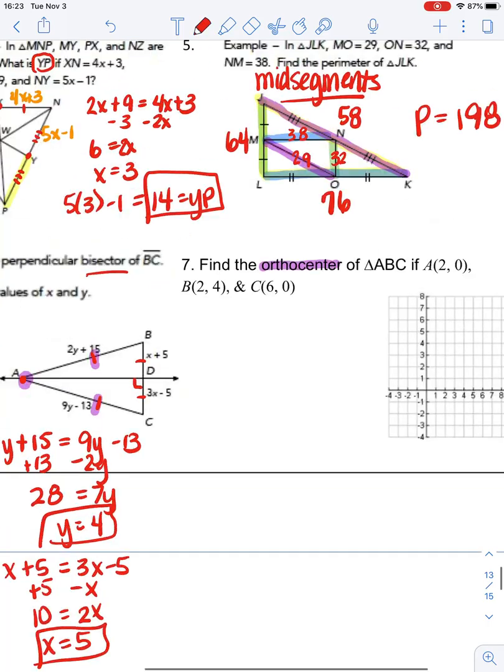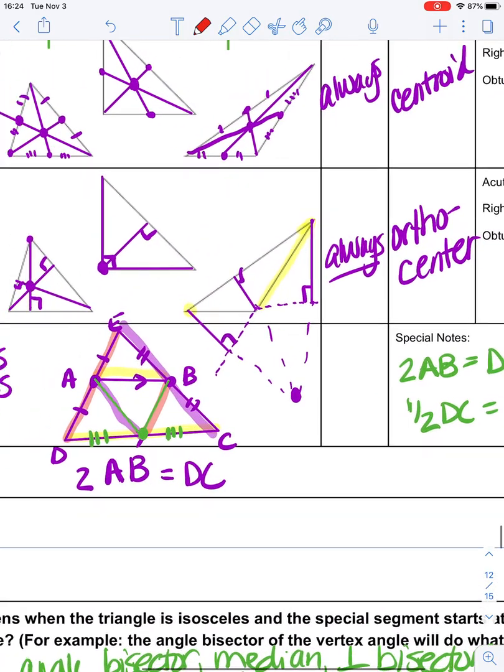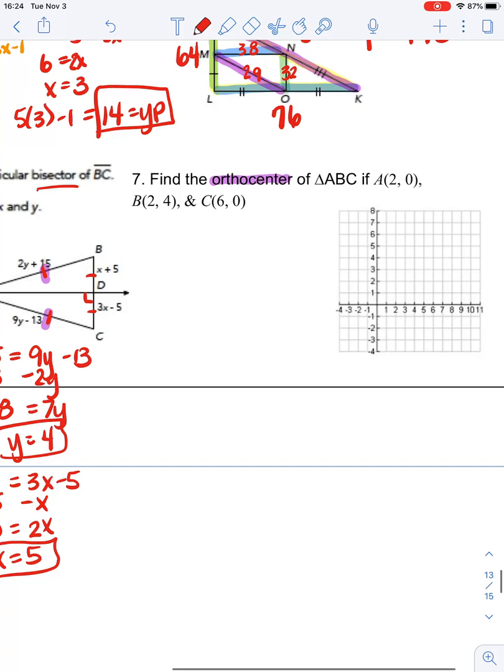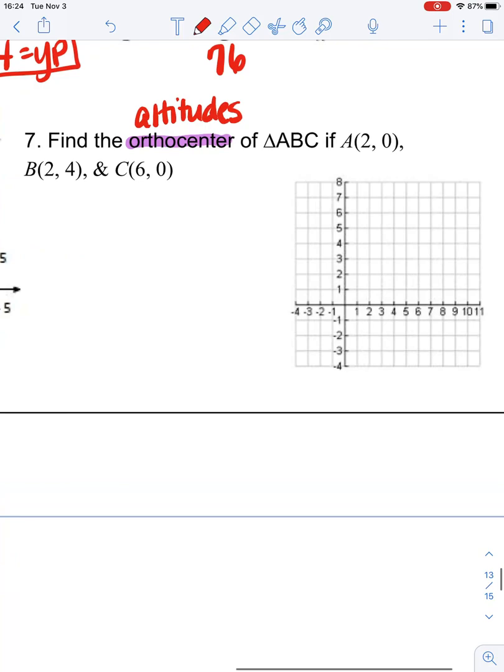So to find the orthocenter means you have to remember what that is. If we go back, the orthocenter was found by finding the altitudes. So to find the orthocenter, I need the altitudes. So if I have A is at 2, 0, and B is at 2, 4, and C is at 6, 0, and I want to know where the orthocenter is, what I know is that the orthocenter is the intersection of the altitudes.